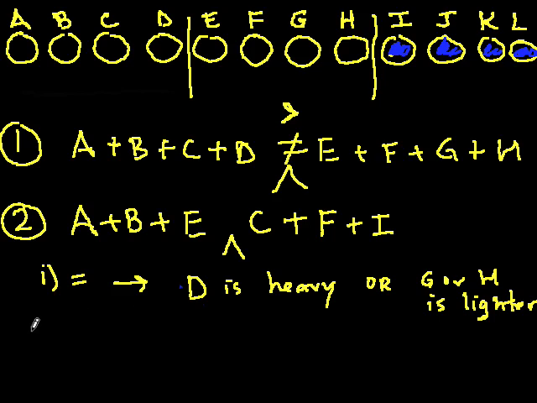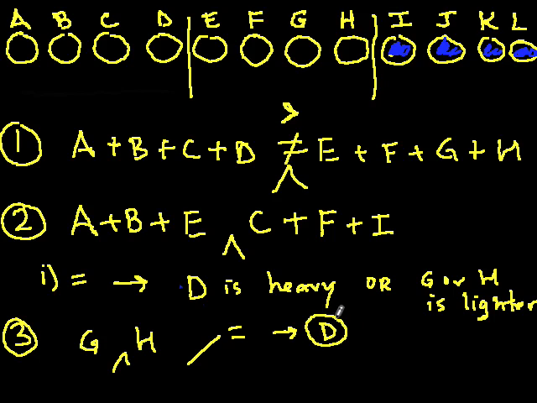So we can then do our third measurement. Our third measurement can be measuring G versus H. If that measurement is that they're equal, that implies that it had to have been D that was the odd one, and it's heavy. If, on the other hand, G is heavier or H is heavier, then whichever one is the lighter one is the oddball out, right?